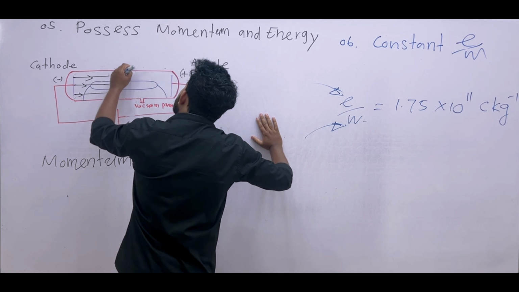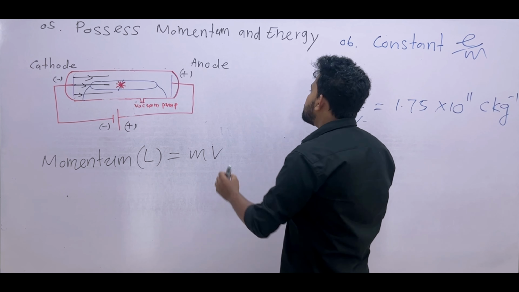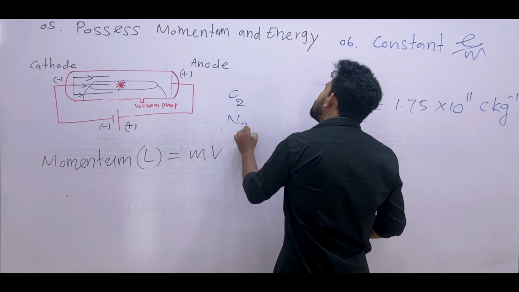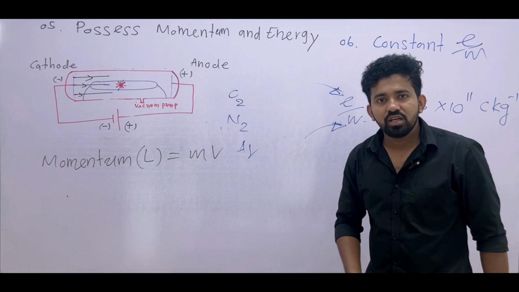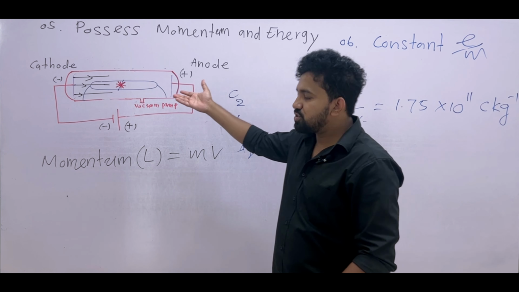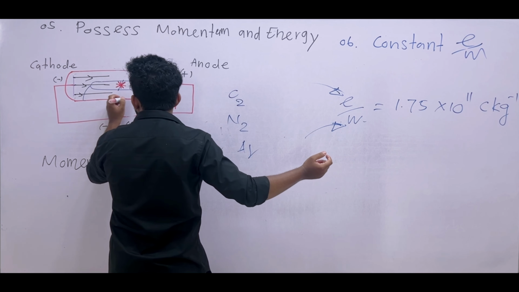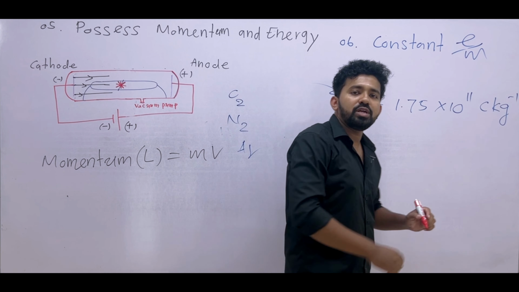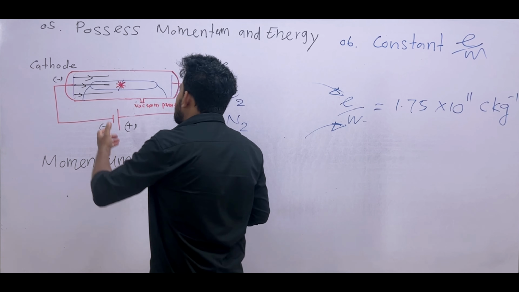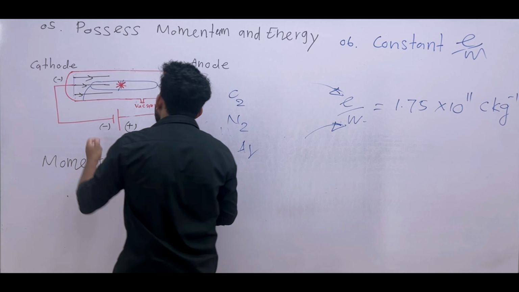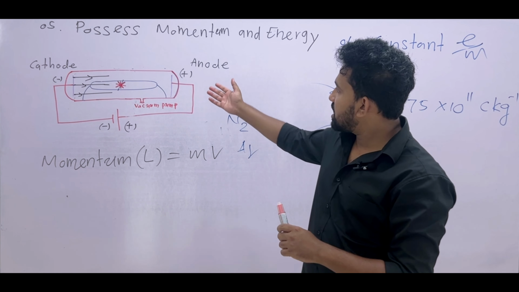And next, even when we change the gas inside the tube, it means we can use O2, N2, argon, or any kind of gas. We can use helium likewise. No matter what type of gas we use inside this cathode ray tube, the E over M value does not change, or any of the properties of the cathode ray. So we can say that the cathode ray is independent from the gas inside the tube.